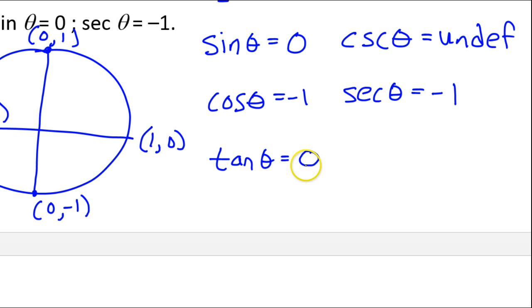And then the reciprocal of tangent is cotangent. And we already talked about this. This is also going to be undefined because the reciprocal of 0 is like 1 over 0, and dividing by 0 is undefined. So that's it.